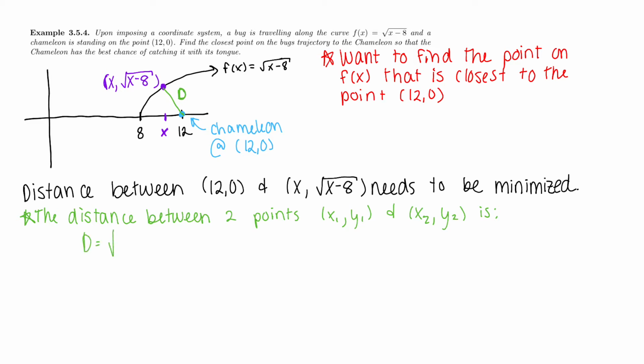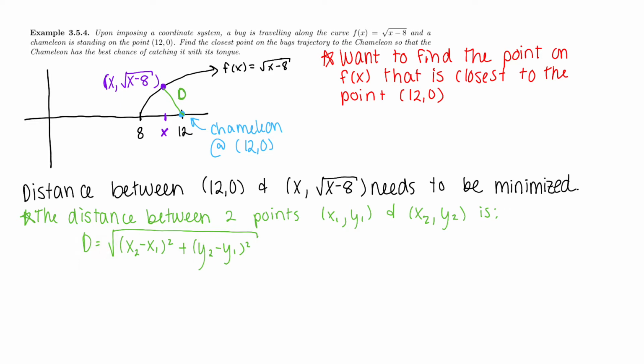It's the square root of the quantity x1 minus x2 squared, or x2 minus x1 is typically how it's written. It doesn't matter. It'll be the same either way because it's squared, plus y2 minus y1 squared. So that is the distance formula. And the distance formula is what we are trying to minimize.